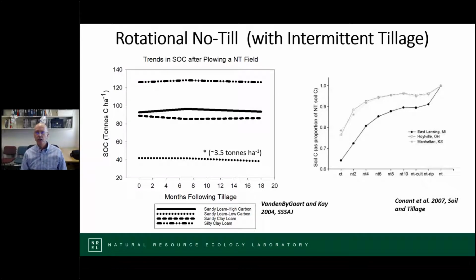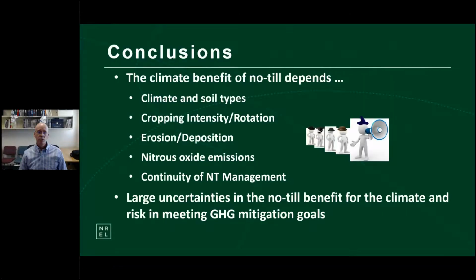If you're not doing that very often, maybe out there in NT10, for example, where you're only doing the intermittent tillage about every 10 years, or you're using some type of cultivation device like a ripper that's not as intensive, then you're going to be pretty close to the full benefit. But if you're doing intermittent tillage every 2 or 4 years or so, you're really not getting a lot of benefit in those cases.